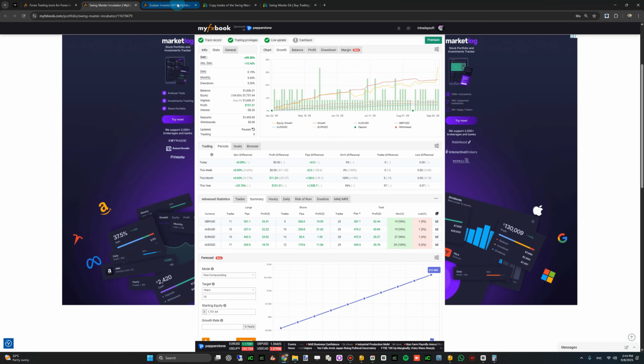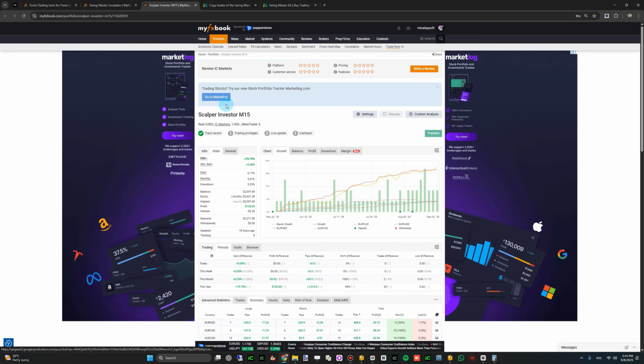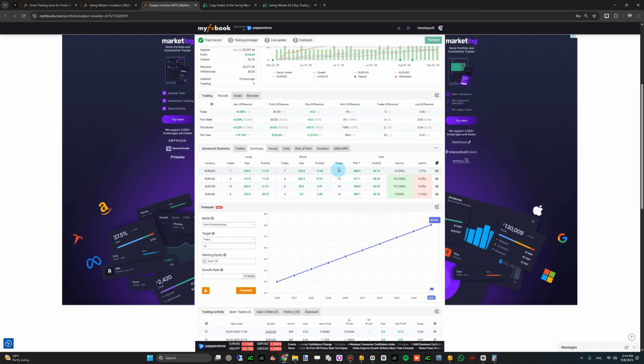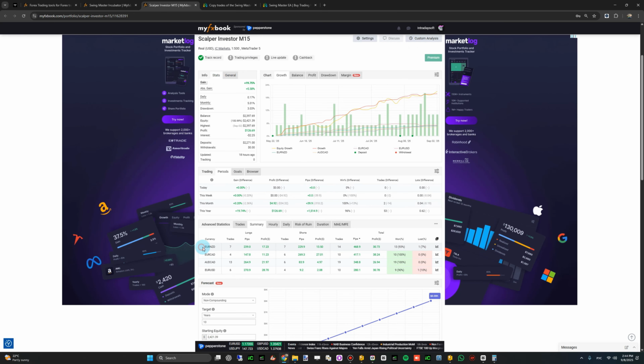But here it earned $25 and here it earned $30. The scalper investor earned more with fewer trades and almost the same number of points. So we definitely choose the euro against the New Zealand dollar, the scalper investor expert advisor.